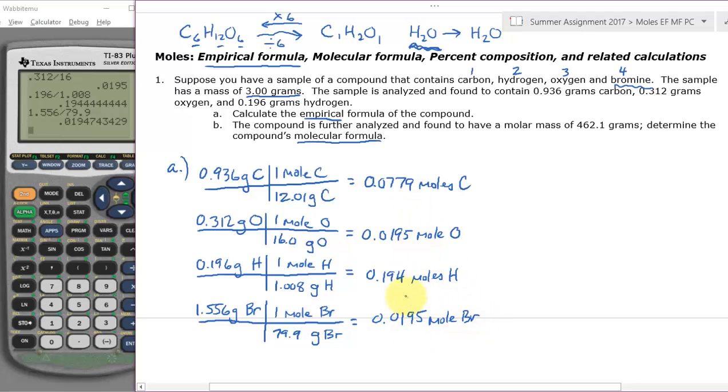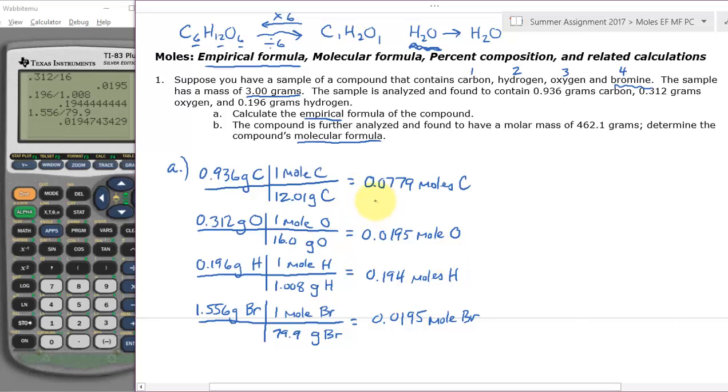And if you notice, I've got 2 that are the same. Bromine and oxygen are the same. You might notice that sometimes, you may not. And we've also got 2 others for carbon and hydrogen. What you want to do next here, after converting to moles, is find the least of the 4. Find the smallest number of moles. We're going to use that as our denominator to find the ratios here.